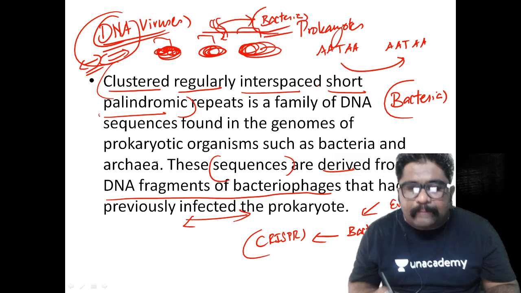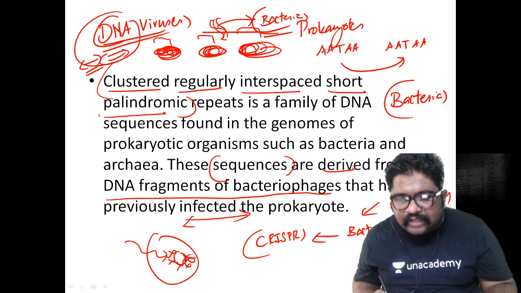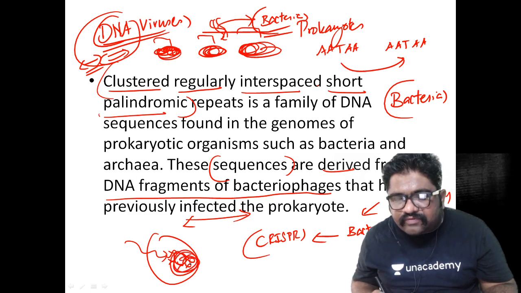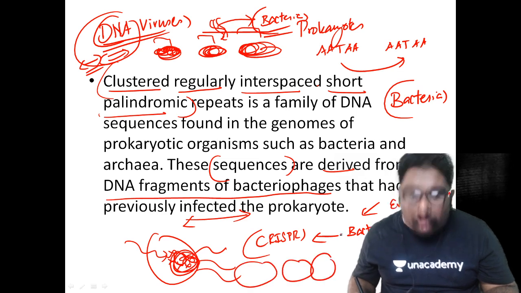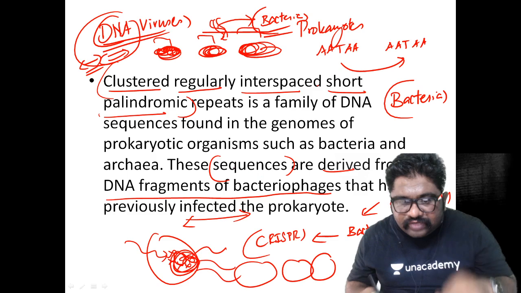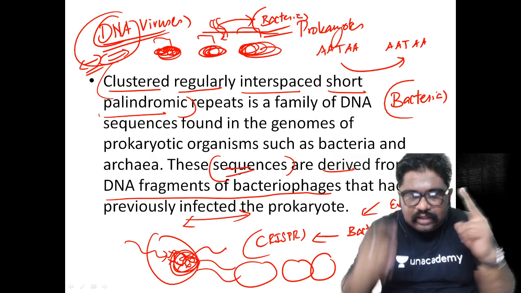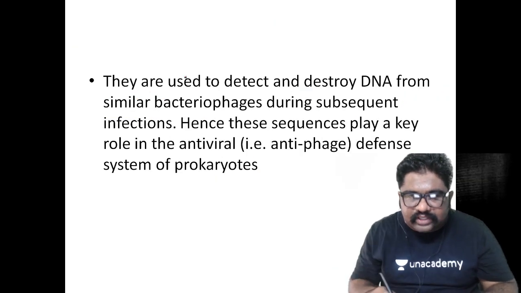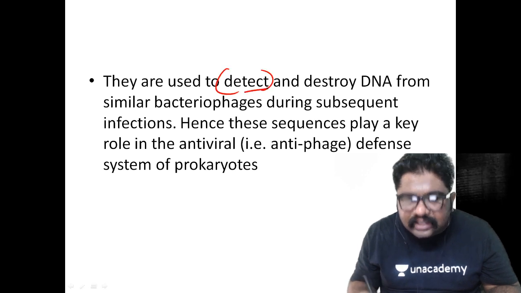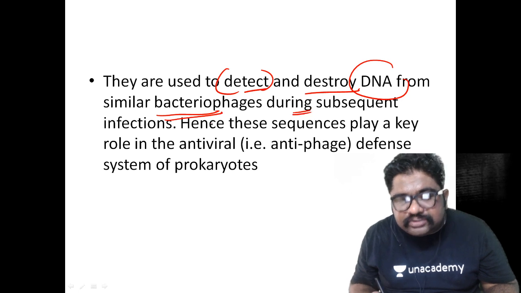Now, when the bacteria has been infected by a new DNA, the bacterial DNA will mix with the viral DNA and they'll produce a hybrid. That hybrid fragments can actually start moving from one place to other. It can be taken up by other bacteria also. Now, these kind of bacteriophage sequences, CRISPR sequences, are capable of cutting and editing the other DNA present in certain kind of bacteria. What exactly is the purpose? Look at this. These CRISPR are used to detect and destroy DNA from similar bacteriophages during subsequent infections.